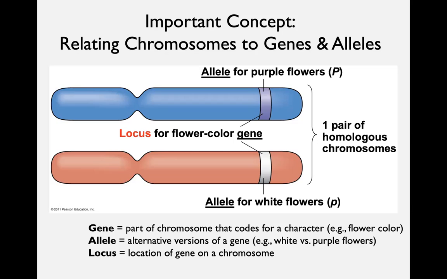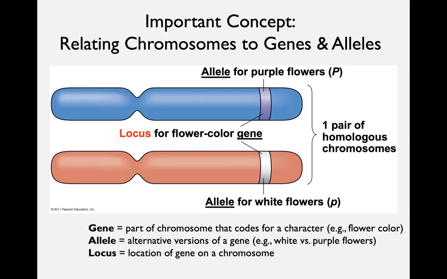We're going to talk a lot about pea plants. So we'll talk about peas and their flowers, because that's where all of this started. So we're going to do a little bit of plant stuff, which we haven't done much of. Okay, so genes are just a part of a chromosome that codes for a specific character.